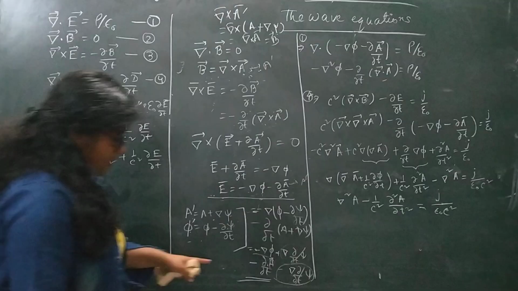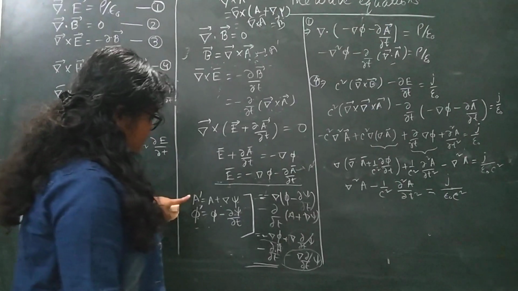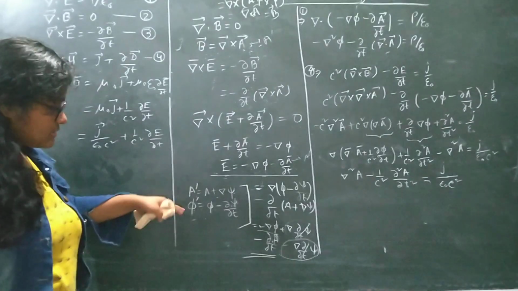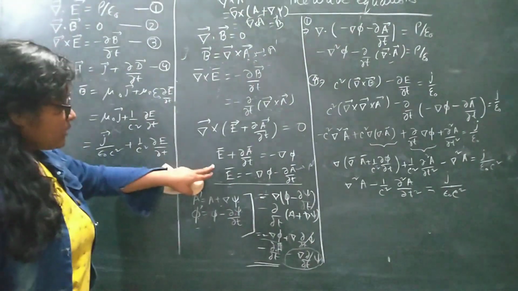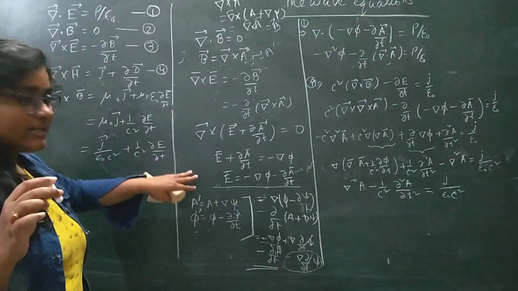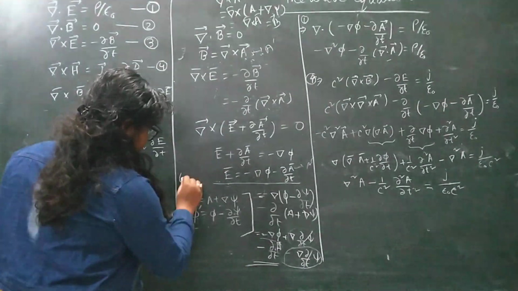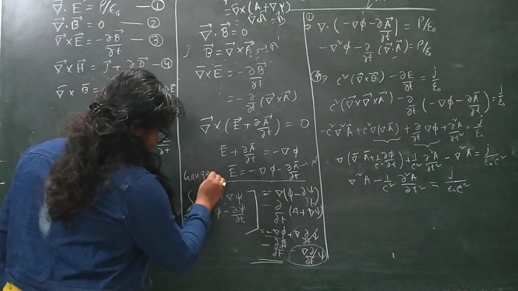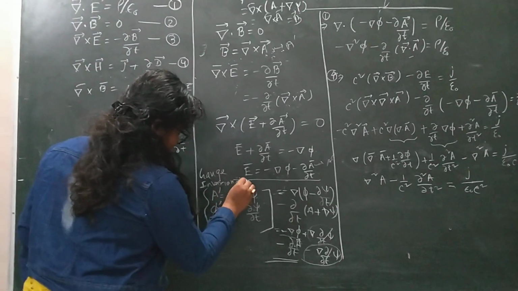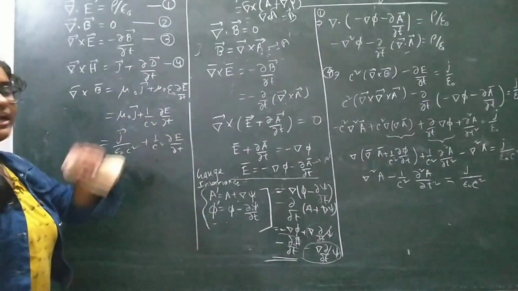So I was telling you, whenever you change the vector potential, you have to change the scalar potential as well, so that the magnetic field and the electric field values remain unique. And this is called gauge invariance. So A is not unique and phi is not unique, but E and B are unique.